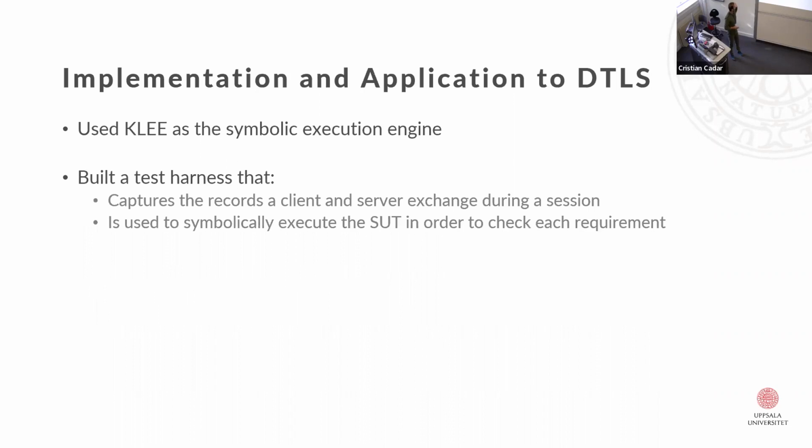We implemented our approach using KLEE and applied it on libraries of the DTLS protocol. For each library, we built a test harness. This test harness is responsible for instantiating the client and server to capture the packets or records that are exchanged between the client and server. That's the one we use when we want to assign concrete values. The test harness is then used to symbolically execute the SUT in order to check each requirement.